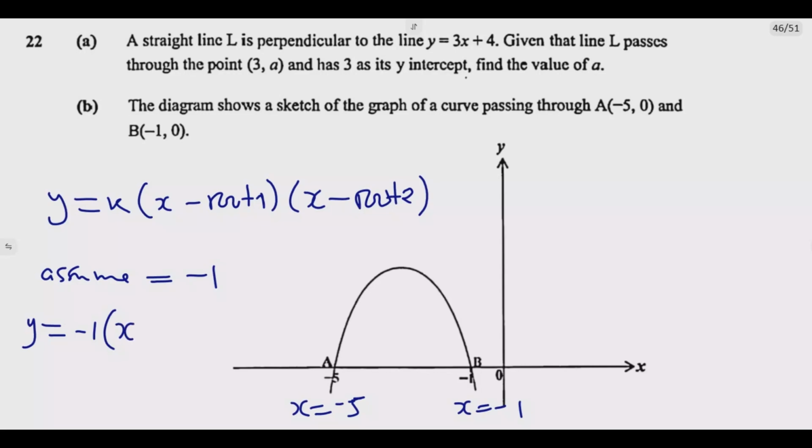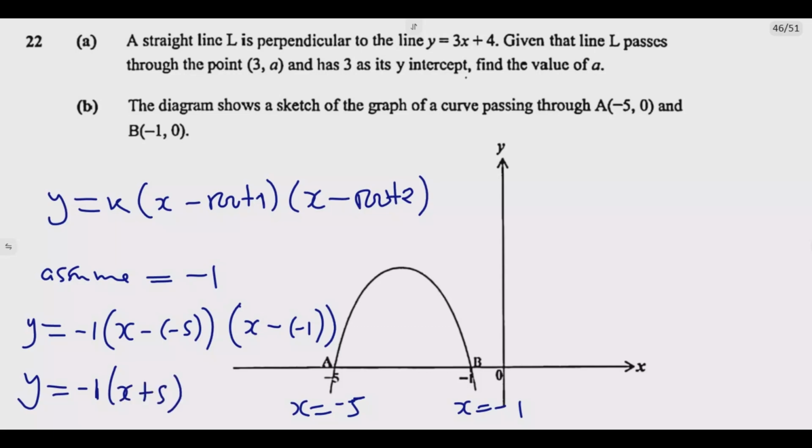So it will be x minus the first root. Then what's the second root? It will also be x minus negative 1. What this tells me is y is equal to negative 1 times x plus 5, because negative times negative is a positive, then x plus 1. Then I have this equation, which is y is equal to negative, x plus 5 times x plus 1.